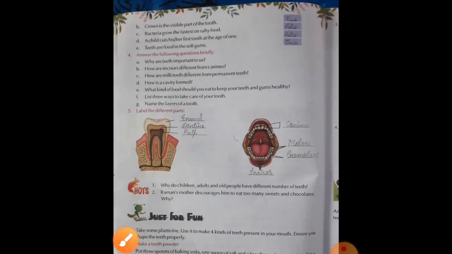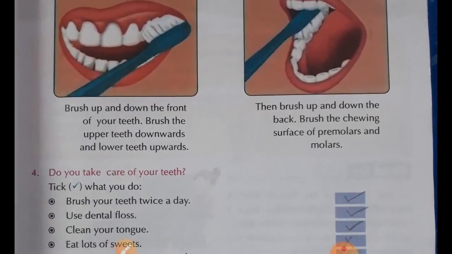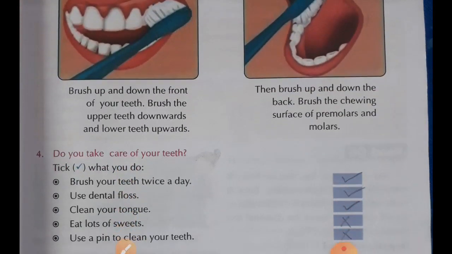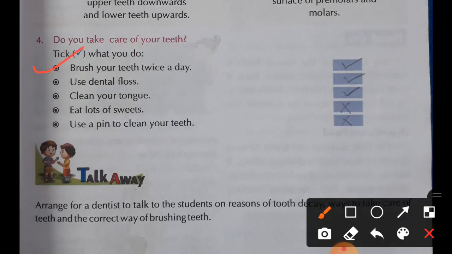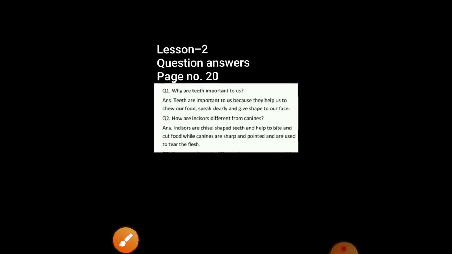Now come on, question answers. Now first of all, do this page number 21. Follow the correct method of brushing teeth and do take care of your teeth. Brush your teeth twice a day. Tick. Use dental floss. Tick. Clean your tongue. Tick. Eat lots of sweets. Wrong. Use a pin to clean your teeth. Wrong.